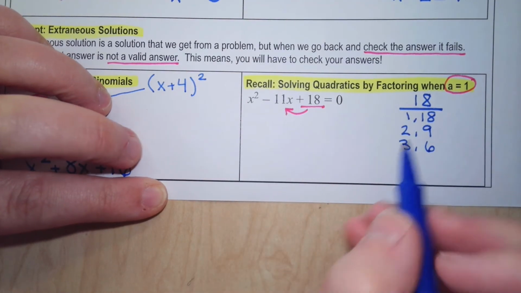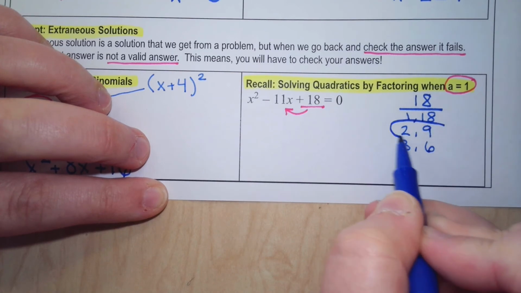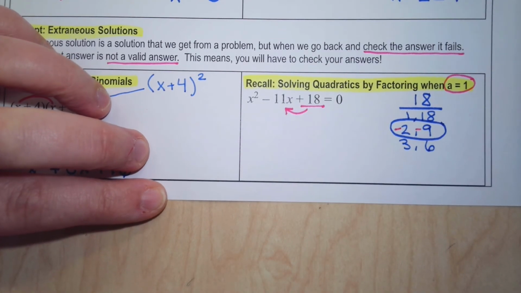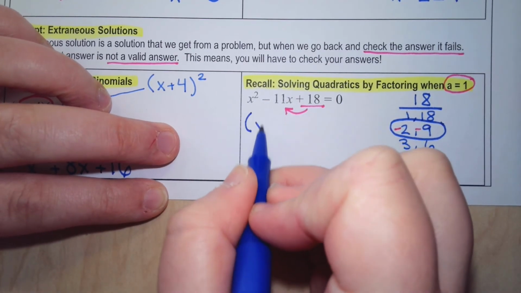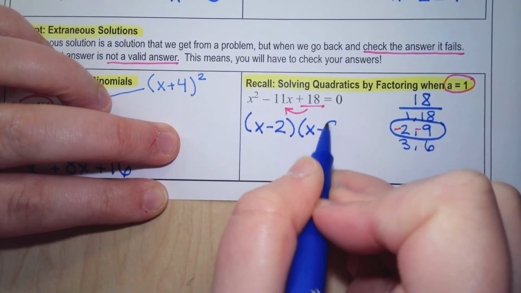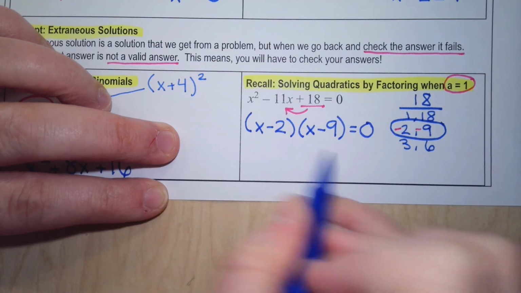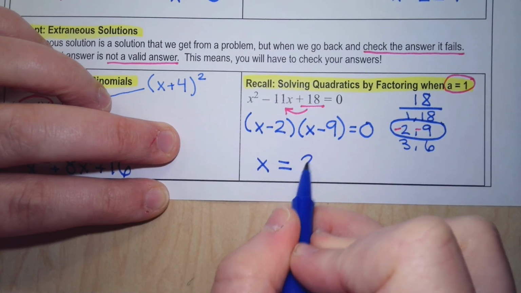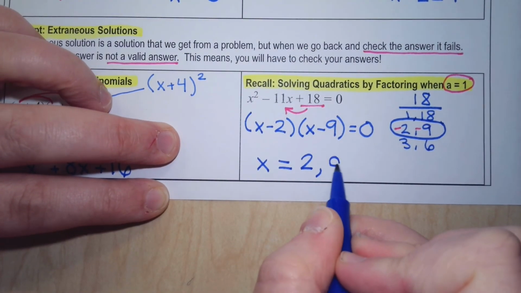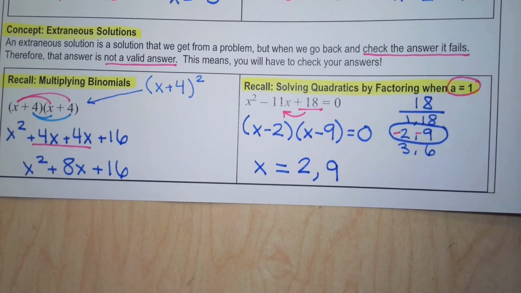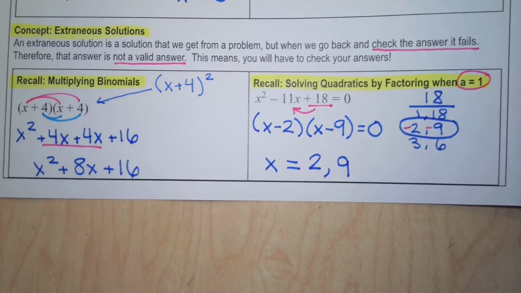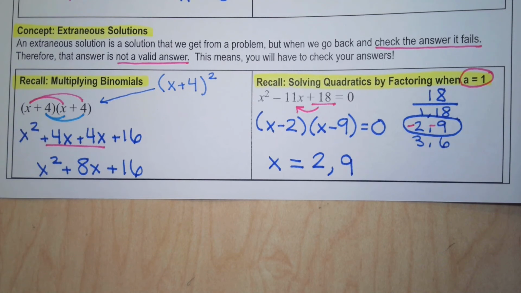So the only pair that will give us negative 11 is 2 and 9, but wait, both will have a negative on it. So then we write our factors. X minus 2 and x minus 9 is equal to 0. And then, super easy to solve for x, take the opposite. Opposite of negative 2 is positive 2. Opposite of minus 9 is positive 9. So there you have it, refreshing ourselves on factoring quadratics when a is equal to 1. So in the next video, we're going to take a look at these extraneous solution problems.